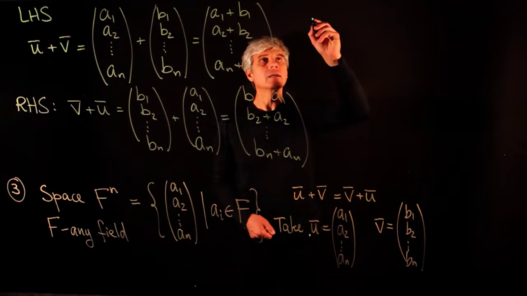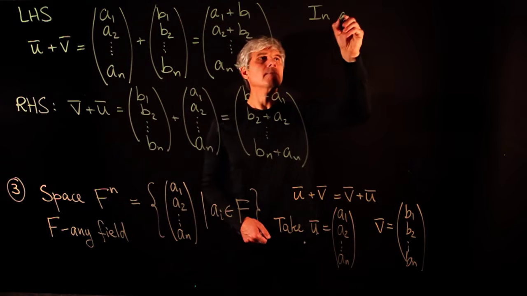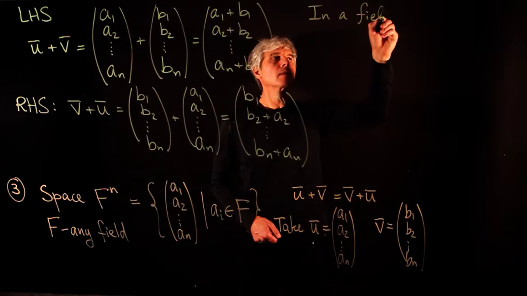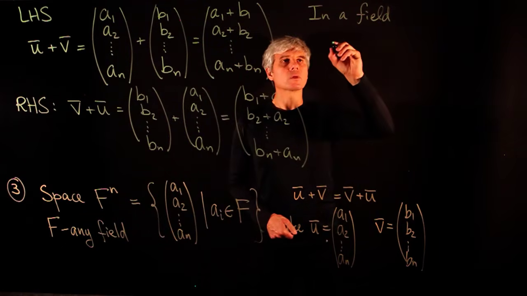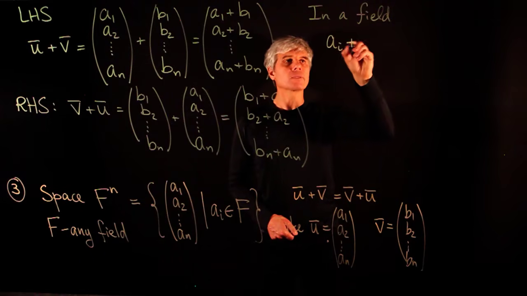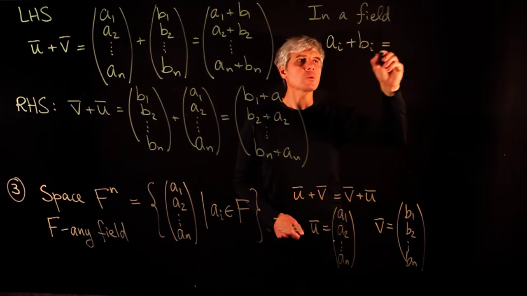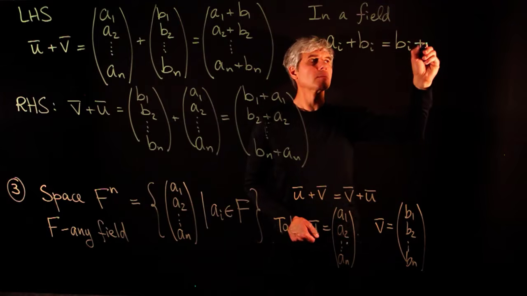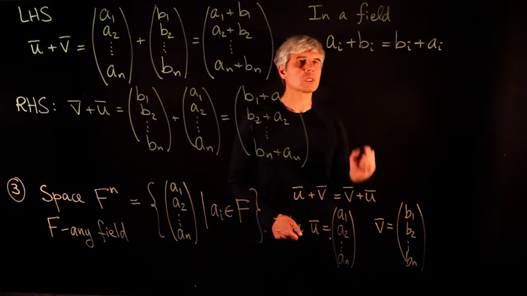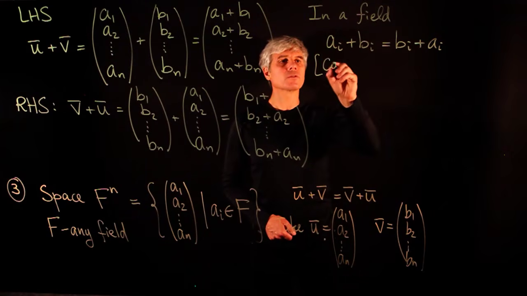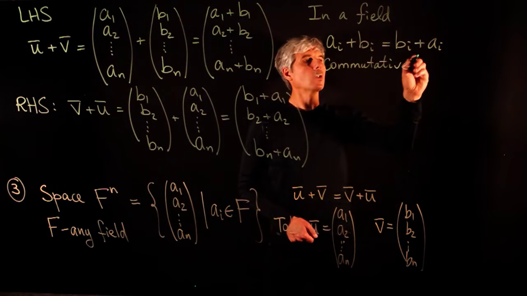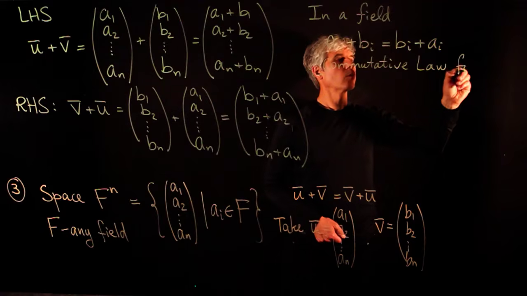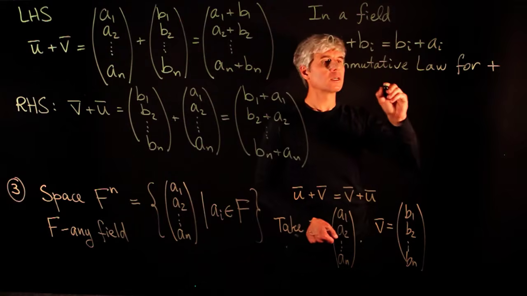But in a field, addition is commutative. So we have ai plus bi is equal to bi plus ai. So this is the commutative law for addition in a field.